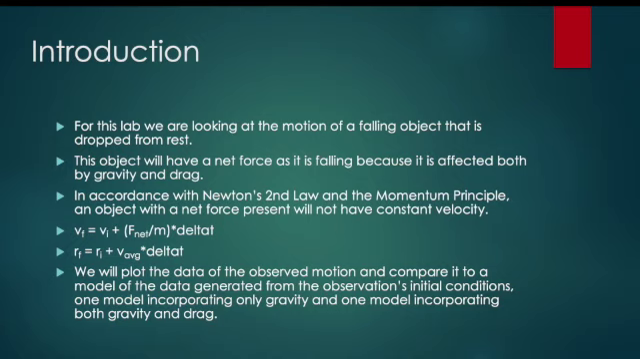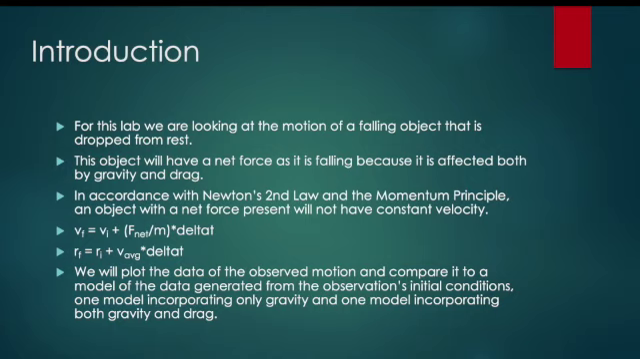and this object will have a net force because it is falling. As it is falling, it is affected both by gravity and drag, so it will have a non-constant net force. In accordance with Newton's second law and the momentum principle, an object with a net force present will not have constant velocity, like I just explained.